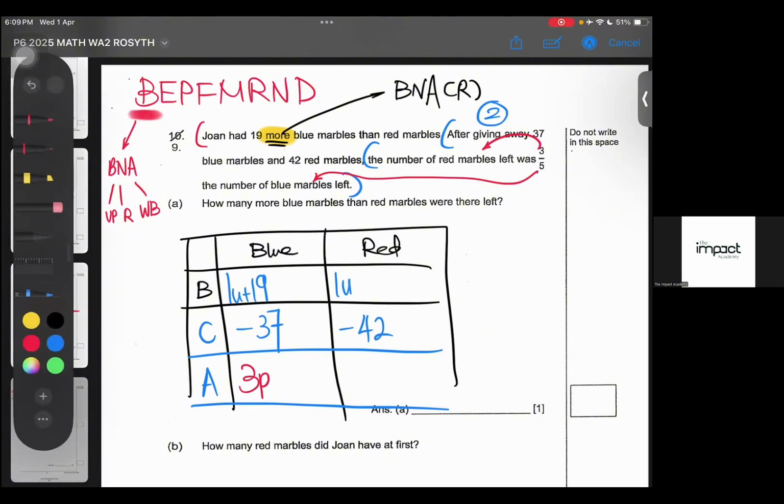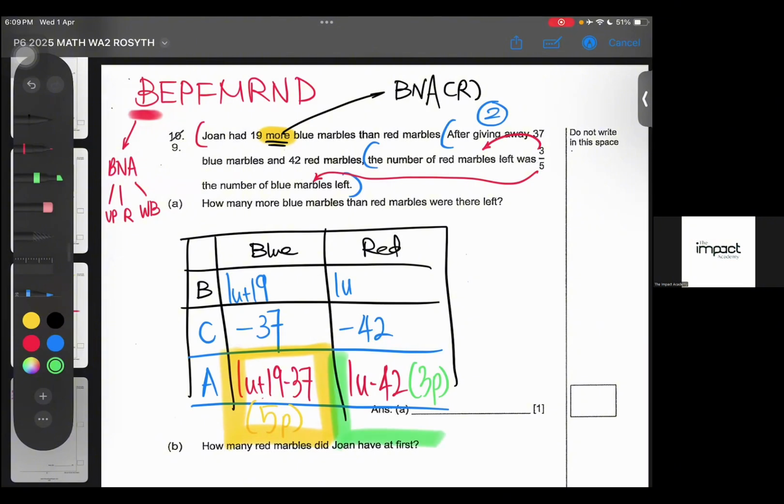Now, some of us prefer to do it naturally first: 19 minus 37. I know what you guys are going to say, this is 5P, right? Then this is 1 unit minus 42, which equals how many P? 3P. So your job is now to form an equation. This is the best equation you can form, and this is also another equation that you can form. Am I making sense? All of these things must be written down.